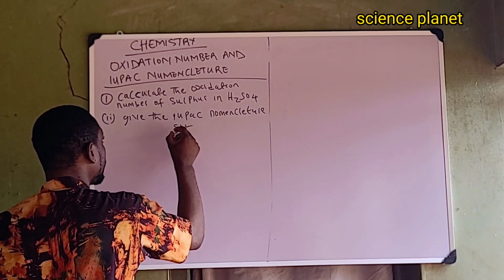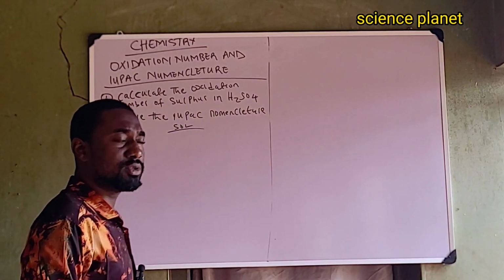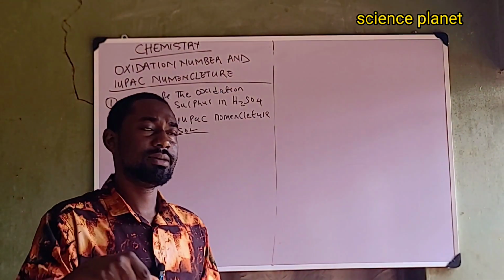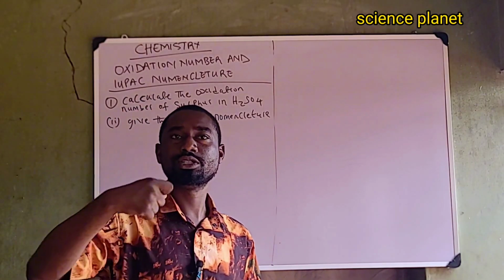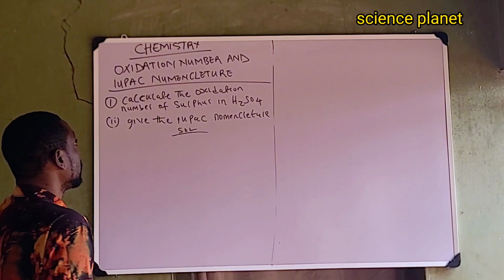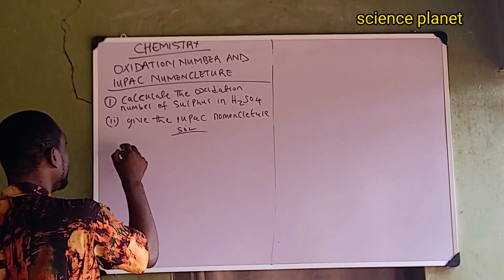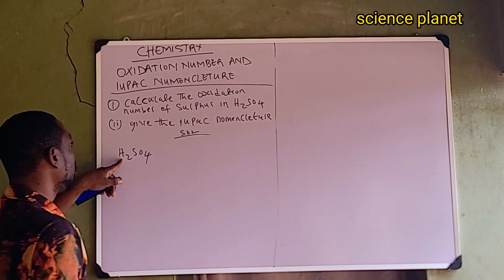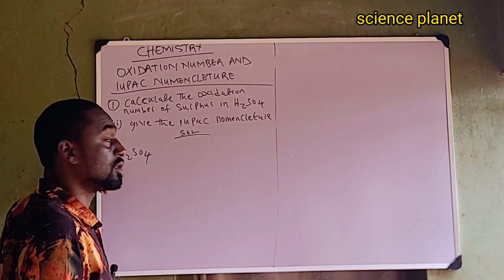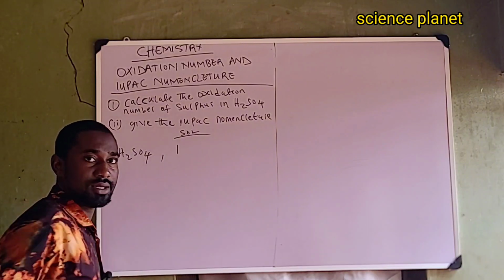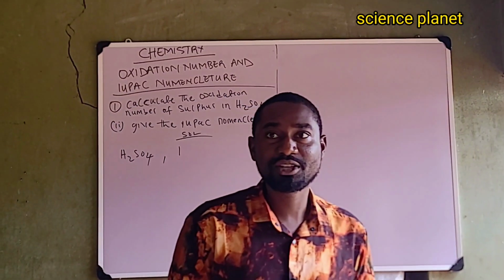Solution. For you to be able to calculate the oxidation number of an element in a compound, you need to know the individual oxidation number of those elements. So we have here H2SO4. That means we need to know the oxidation number of hydrogen. And what is the oxidation number of hydrogen? It's +1. How do I know that the oxidation number of hydrogen is +1?